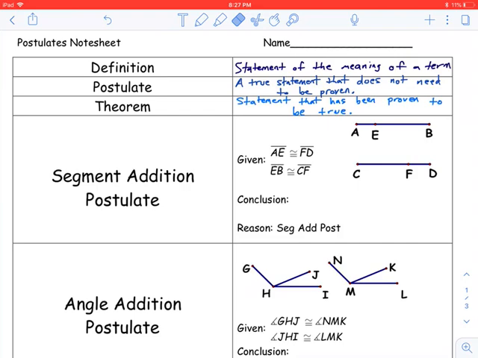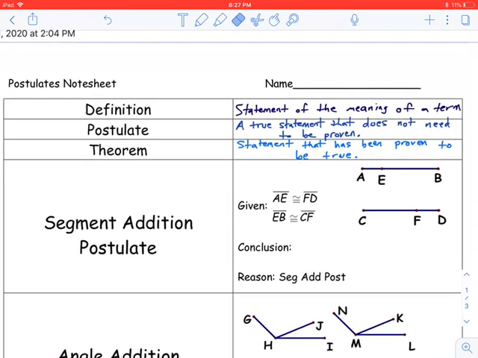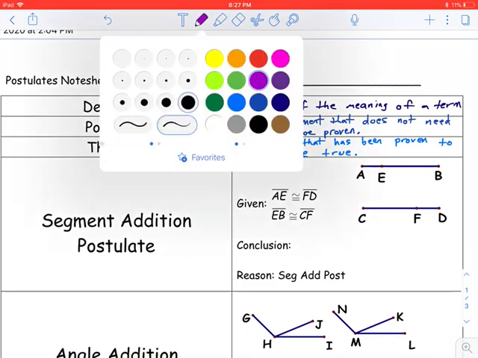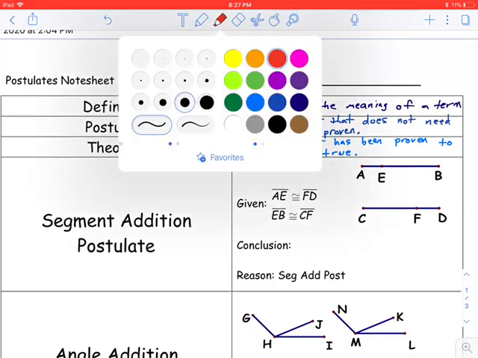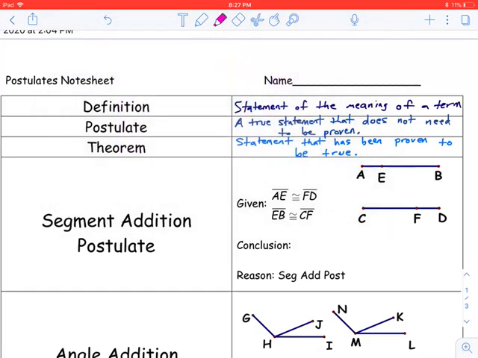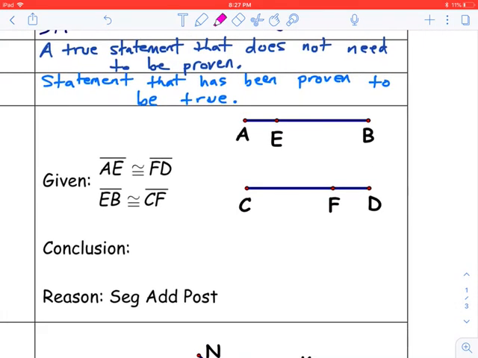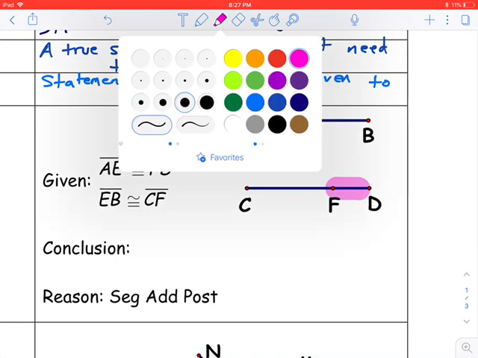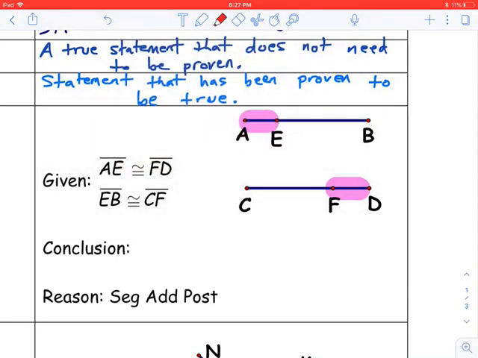So for our first postulate, the segment addition postulate, it's exactly what it sounds like, okay? The segment addition is talking about adding parts of a segment together. So in our example here, I have AE. So the given, we have to make our conclusion from the given. So the given is AE congruent to FD. So those two are equal. And then it also says EB is congruent to CF.